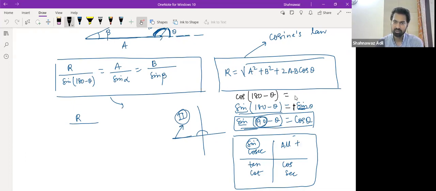Cos is cos. Cos of 180 minus theta. So first thing is that it would be cos theta. First thing is this, right?